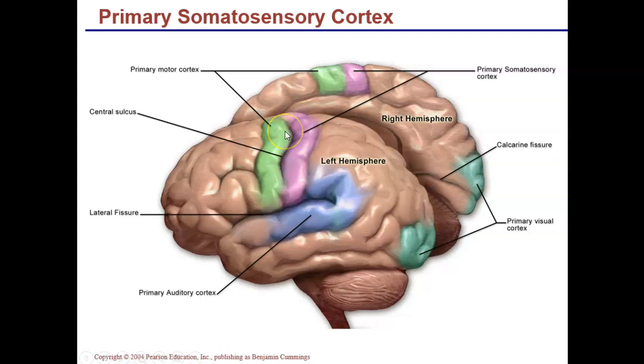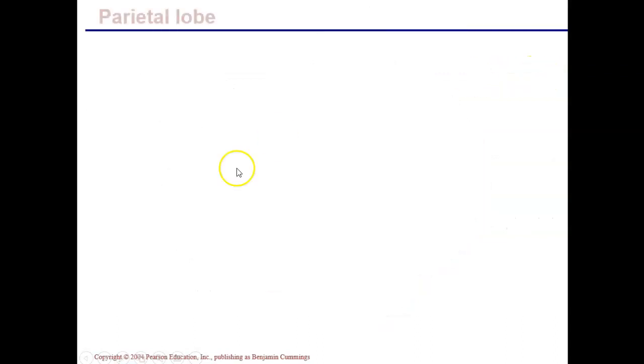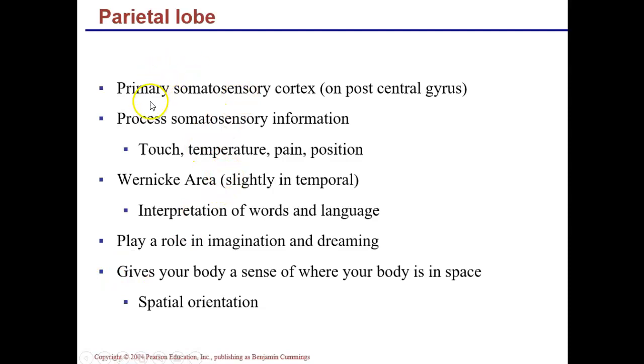Now, if we move to the parietal lobes, you're going to have the postcentral gyri right here. And on the postcentral gyri, you have the primary somatosensory cortex. As the term implies, somatosensory has to do with sensing things. So the primary somatosensory cortex is located on the postcentral gyri. What this cortex does is that it processes information coming from your skin. So things such as touch, temperature, pain, position are going to be processed right here on the primary somatosensory cortex.